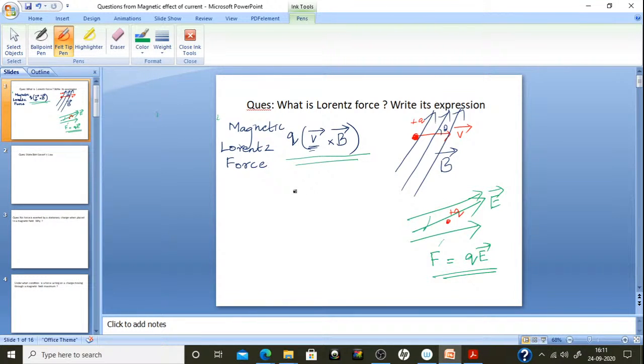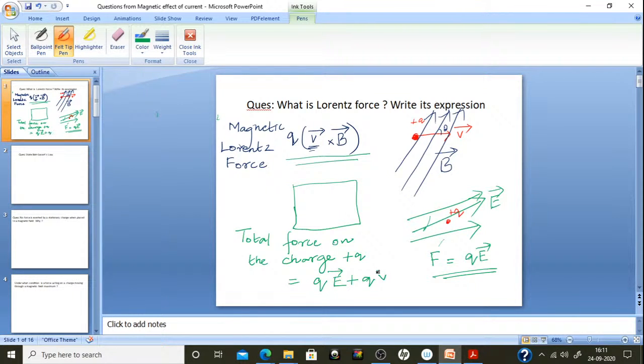So that means if I have a region where both electric field and magnetic field are there, then the total force on the charge plus q will be equal to this plus this. So, it will be qE plus qv cross B, right. And if I take q common, this will be q times E plus v cross B. So, this thing is called the Lorentz force. This is total Lorentz force on a particle. Is it clear or not?